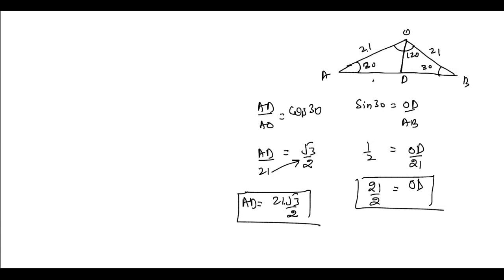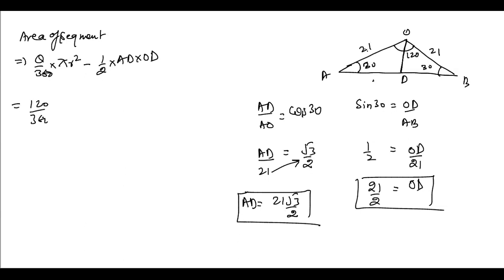अब आपको क्या करना है, nothing you need to do here is that you know the value of AD and OD. So half into base into height से आप इसका एरिया निकाल लीजिए ट्रायंगल का. So area of segment will be equivalent to theta upon 360 into pi r square minus half into AD into OD. So you can write here 120 divided by 360 into 22 by 7 into r. The value of r is actually 21 into 21 minus half into AD.